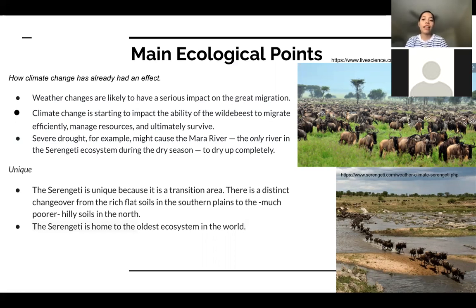As well, the Serengeti is unique because it is a transition area. There is a distinct changeover from the rich, flat soils in the southern plains to the much poorer, highly leached soils in the north, as well as the Serengeti being one of the oldest ecosystems in the world.